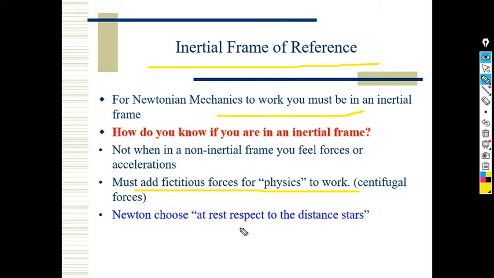Newton chose at rest with respect to the distant stars. Means, while we are talking about inertial frame of reference, we must consider that particular object in the particular frame of reference. That is, in simple words, frame of reference means the specific location which is allocated for the particular object which is going to perform the motion or further action.